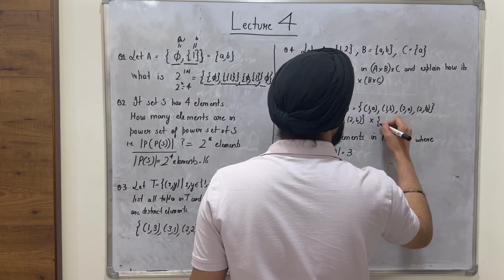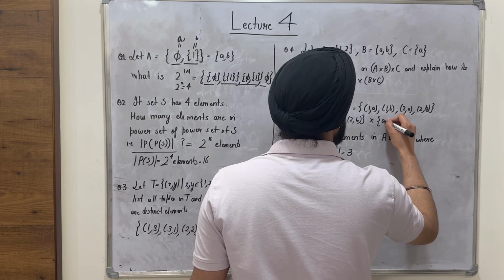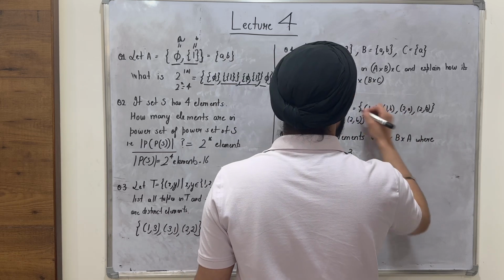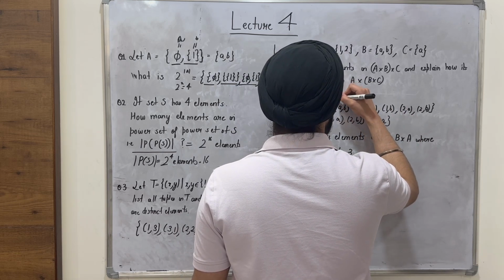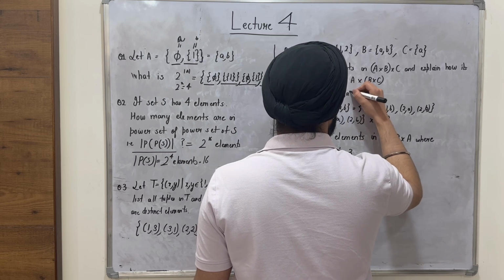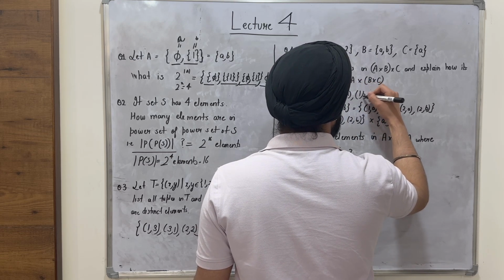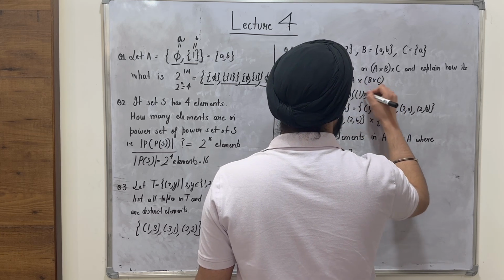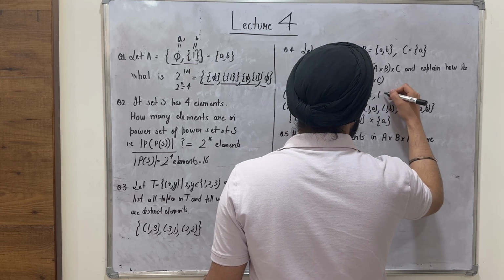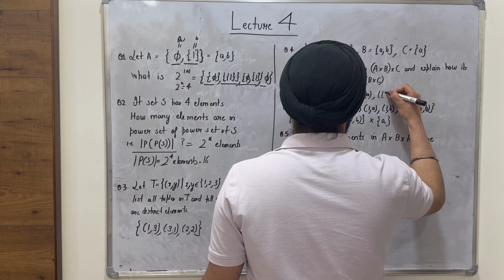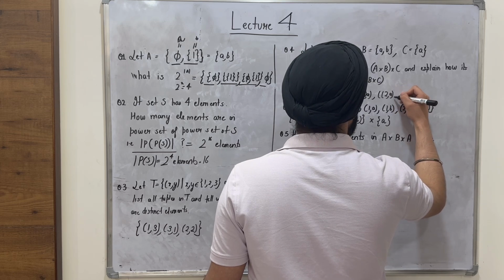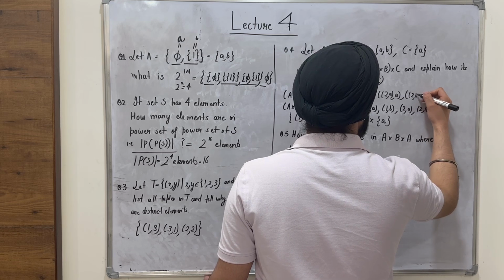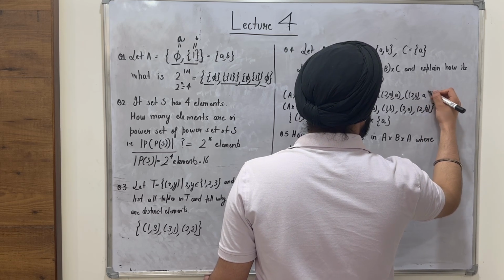Cartesian product with, I've got C over here. And this would basically result in this set: (1, A, A), (1, B, A), (2, A, A), (2, B, A).